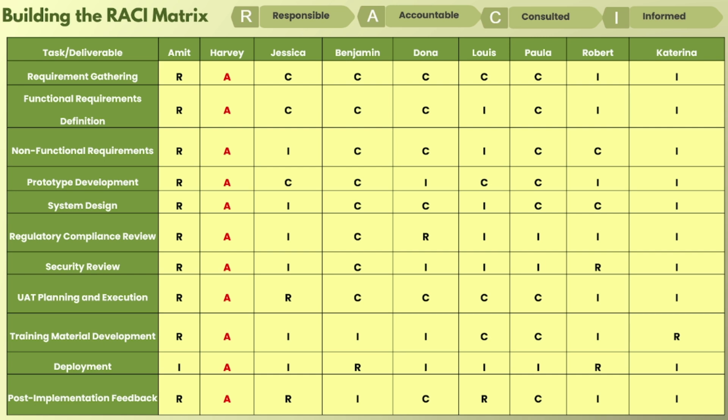Now let's wrap up the RACI matrix. The RACI matrix is a powerful tool to ensure clarity and accountability across the project. By defining who is responsible, accountable, consulted, and informed, it minimizes confusion and keeps everyone aligned, helping the project move forward without a hitch. So now let's move to the last method of stakeholder analysis.